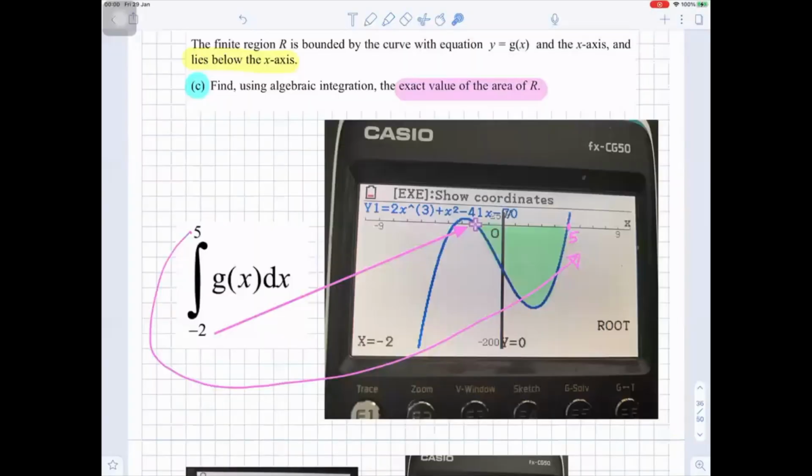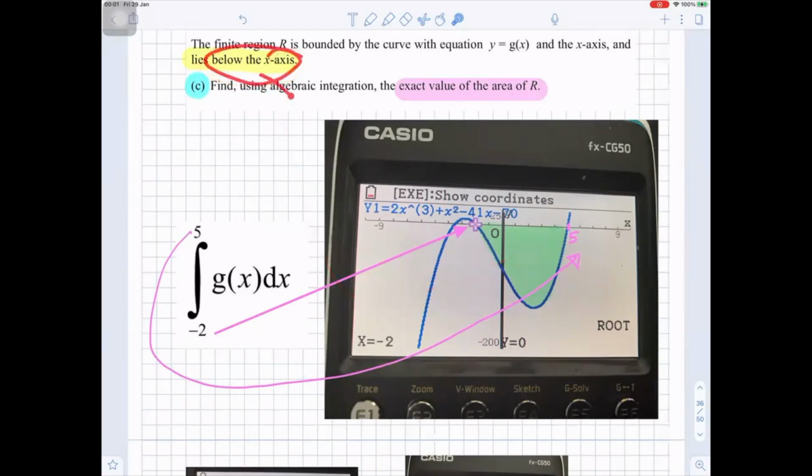So for part C, if we put that function on the graphics calculator to plot the graph, the blue curve is the graph you can see there. What we want to notice is where it crosses the x-axis. It crosses the x-axis at -2 and it crosses at 5. And they say we want to find the area which is below the x-axis. So I've colored it in green.